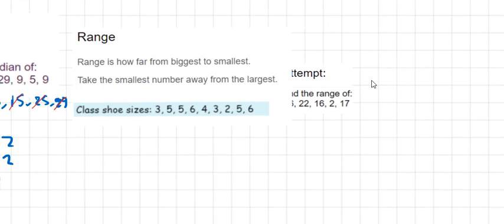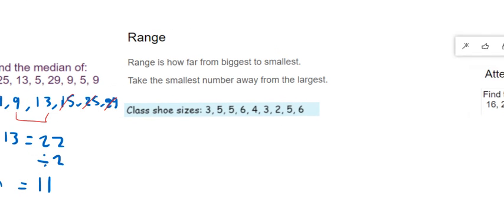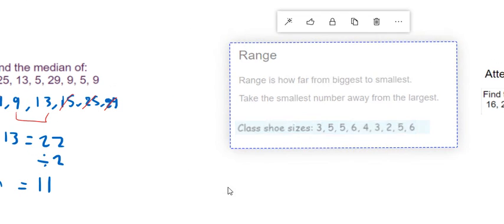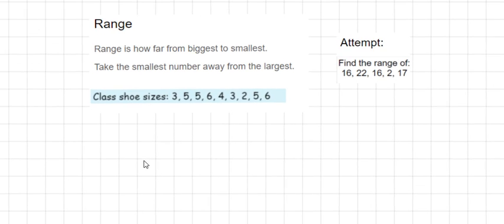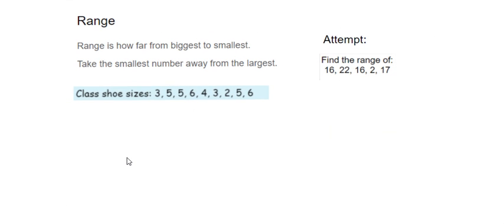The last thing I want to look at is range. Range is much simpler than median. It's actually not a type of average, but it's just something else that we need in statistics to be able to compare data to each other. Range is how far it is from biggest to smallest. So you take away the smallest number from the largest, so it's actually quite simple.